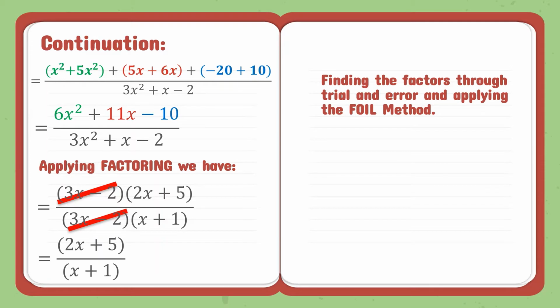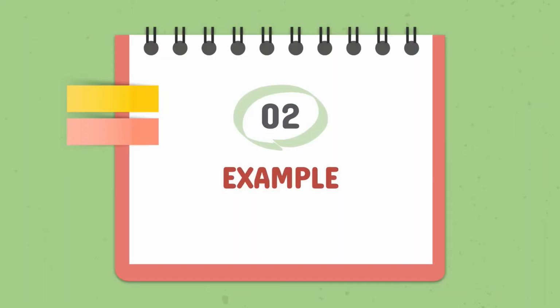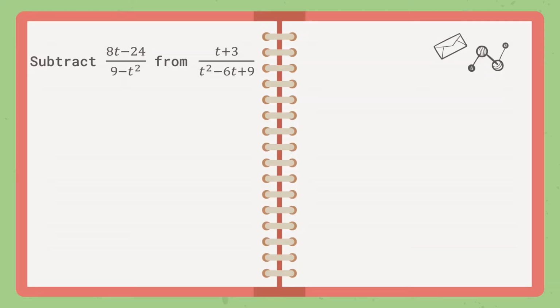Move on to subtracting dissimilar rational expressions. And again, this is the same as with addition, and we are still going to use the least common denominator. For our second example, we have subtract 8t minus 24 over 9 minus t squared from t plus 3 over t squared minus 6t plus 9.